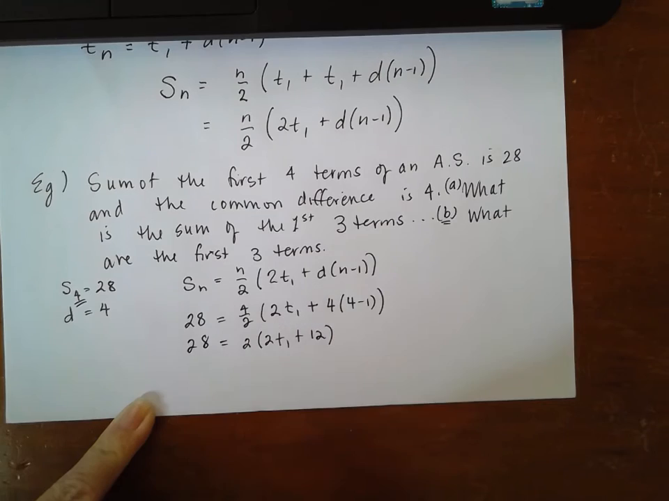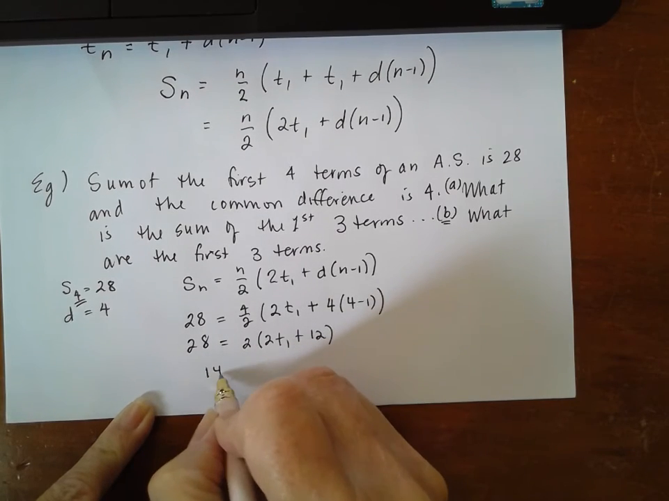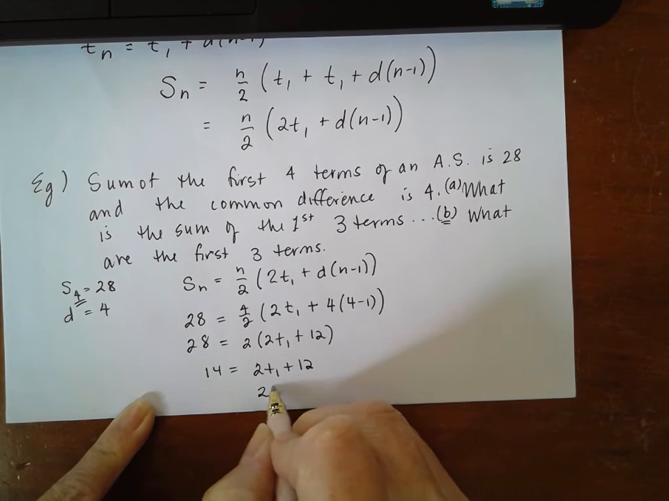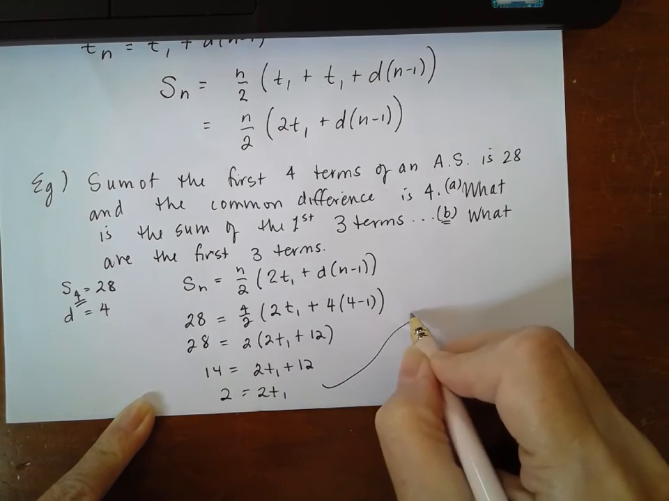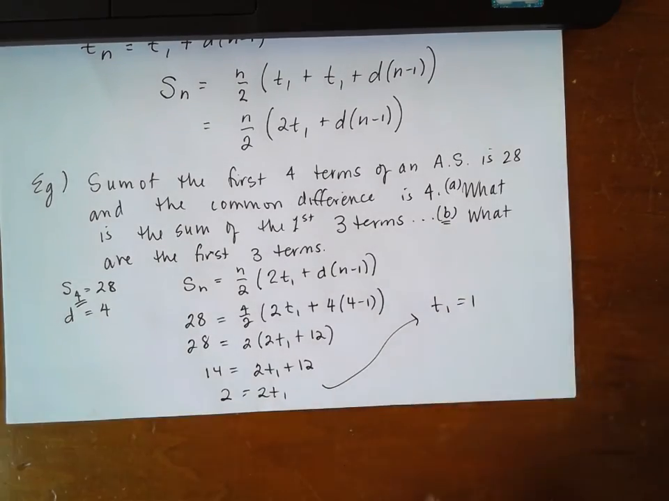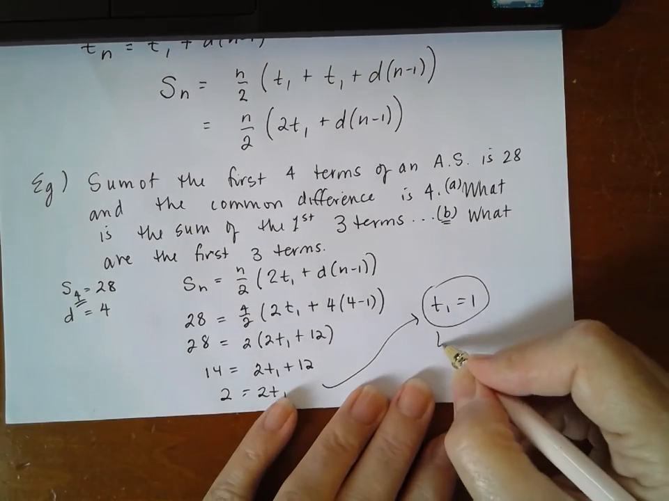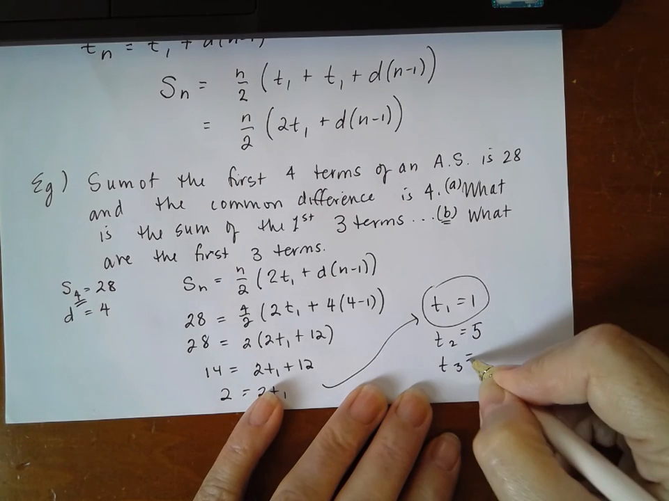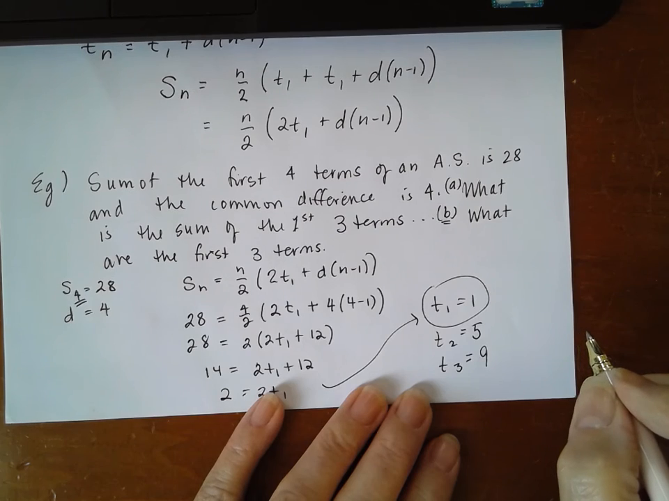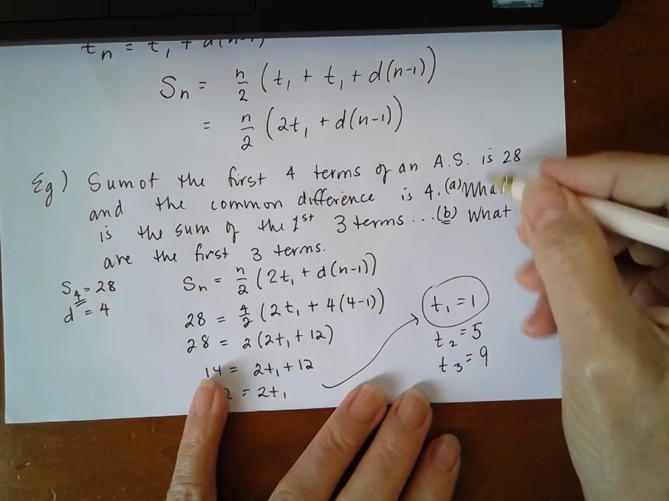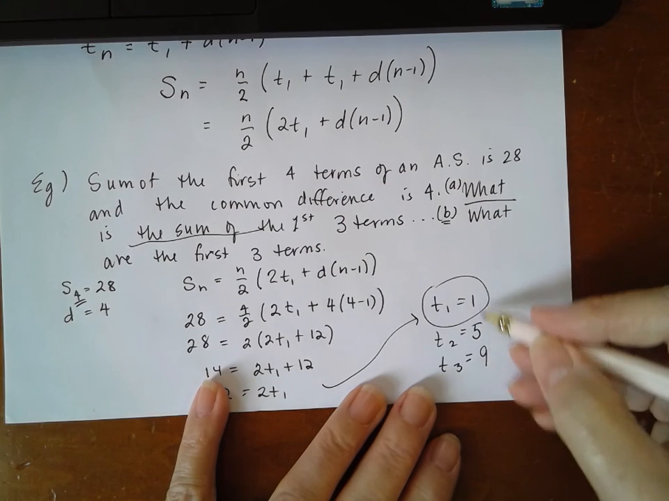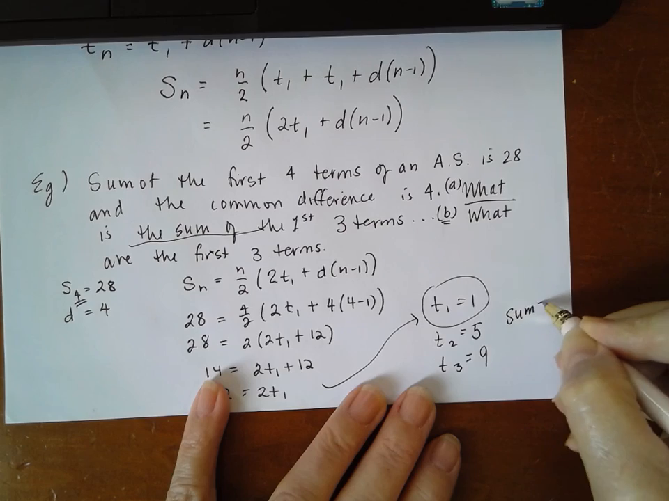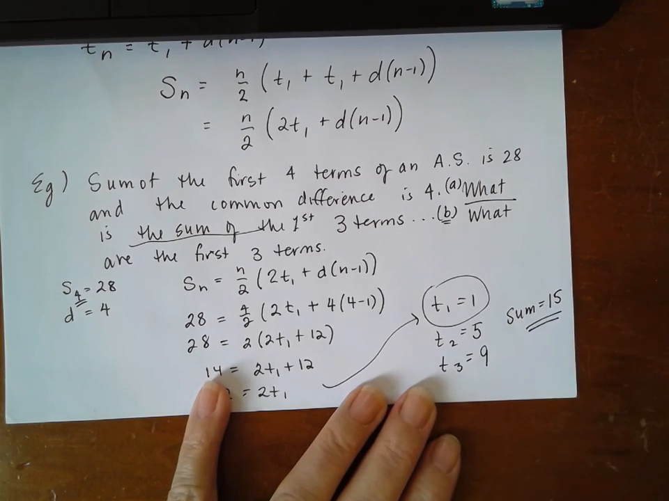That's 28. Maybe I'll divide by 2, and I get 14 equals 2t sub 1 plus 12. So 2t sub 1 equals 2, and we can see from that that t sub 1 equals 1. All right, so I've got the first term. Now it's really easy. For t sub 2, I add 4, I get 5, and for t sub 3, add 4, I get 9. Is that all right? Those are the first 3 terms. And A said, what's the sum of the first 3 terms? When I add that up, it looks like I get 15. Is that pretty easy? Good.